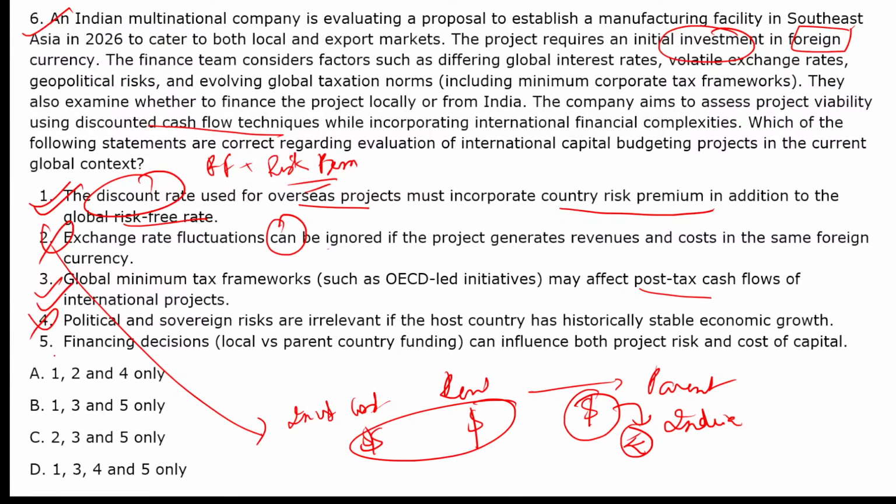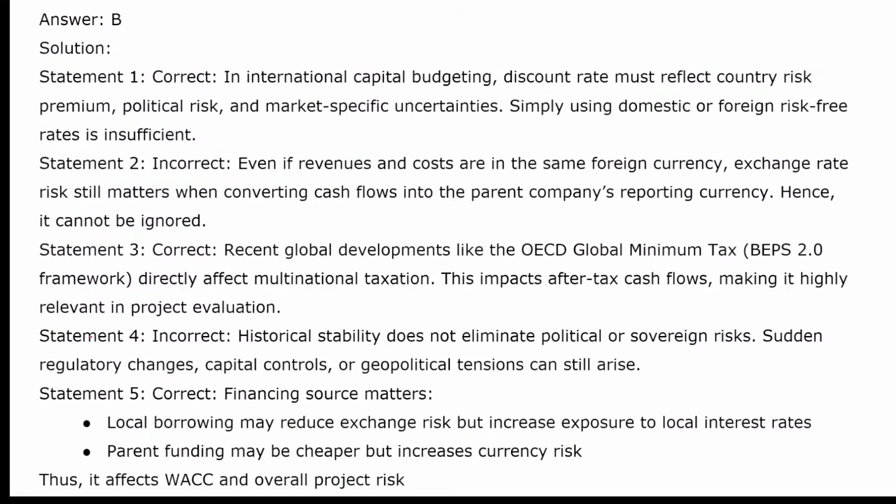Financing decisions, local or parent country funding, can influence both project risk and cost of capital. Yes. Whether I source locally or go international, it will increase or decrease my project risk and cost of capital. So 2 and 4 are incorrect. So B is the correct answer.